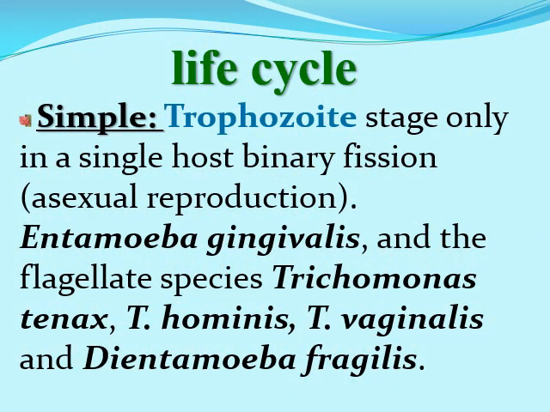Life cycle. Some protozoa have a simple life cycle because they have the trophozoite stage only and a single host, reproducing asexually by binary fission, like Entamoeba gingivalis, which is present in diseased gums and teeth, and Trichomonas tenax and Trichomonas hominis. Trichomonas vaginalis and Entamoeba fragilis also have the trophozoite stage only and reproduce by binary fission. So they have a simple life cycle.